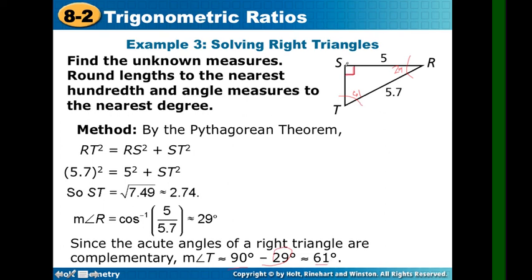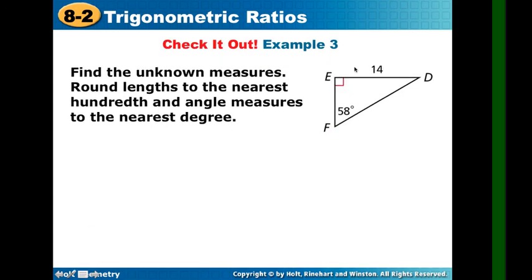So, nakumpleto na natin yung mga sides. So, dito sa side, meron tayong 2.74. Tapos sa angle T, 61 degrees. And sa angle R, 29 degrees. Hindi missing to kasi given na siya. That's 90 degrees kapag naka-box siya, di ba? Okay, another example. Find the unknown measure, round length to the nearest hundredths, and angle measure to the nearest degree.